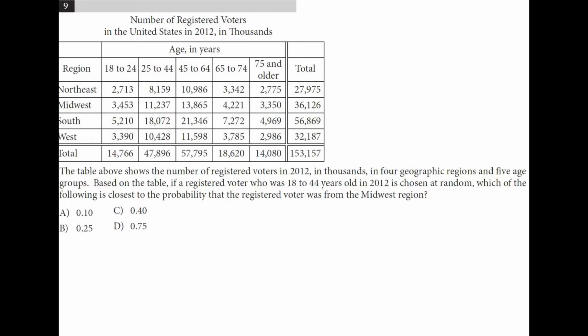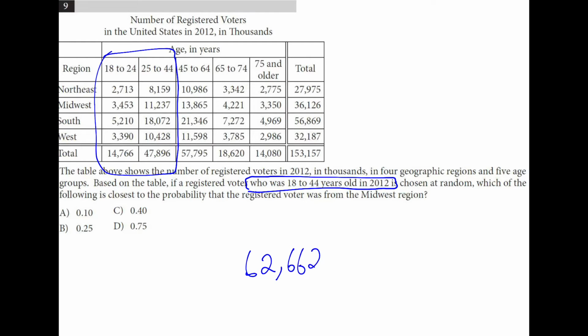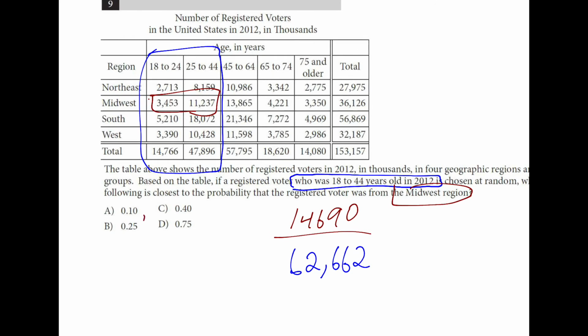Based on the table, if a registered voter who was 18 to 44 years old in 2012, so somewhere in this range, was chosen at random, I'm going to add those two totals to get 62,662 for my denominator, and they're from the Midwest, so I'm going to add these two for my numerator. And that's 0.234, which is about a quarter, because 15 out of 60 would be a quarter.